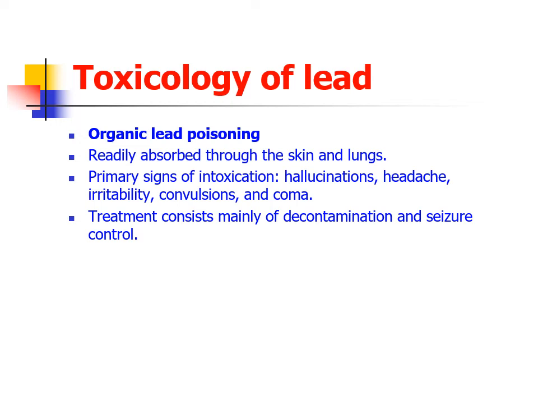Organic lead poisoning. The occurrence of organic lead poisoning has decreased because gasoline is unleaded in many places. It is readily absorbed through the skin and lungs. Primary signs of intoxication: hallucination, headache, irritability, convulsions, and coma. So again, organic lead poisoning is mainly CNS. Treatment consists of decontamination and seizure control.